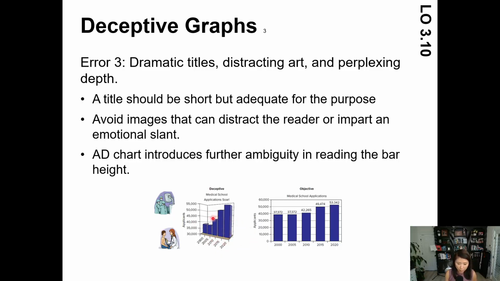When you see the left hand side, you won't feel like the 2000 bar is much higher than the 2005, right? But when you look at the right hand side, which only shows the useful information, you will notice that, hey, the 2000 and 2005 are almost exactly the same height, but somehow in the 3D chart, it makes them look very different, right? That's why a title should be short but adequate for the purpose. And the second is to avoid images that can distract the reader or impart an emotional slant.